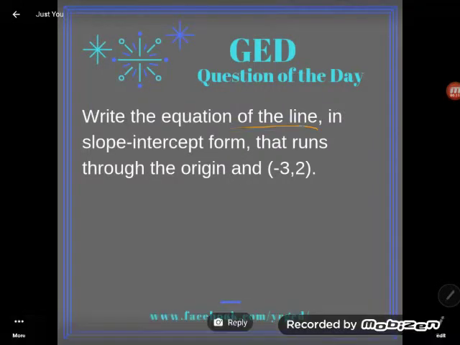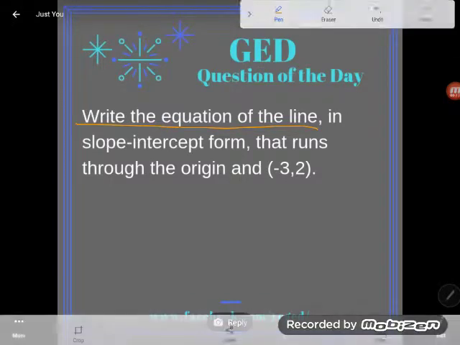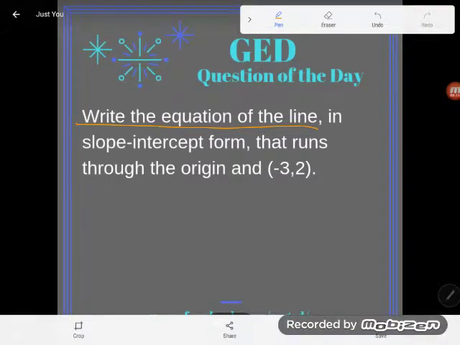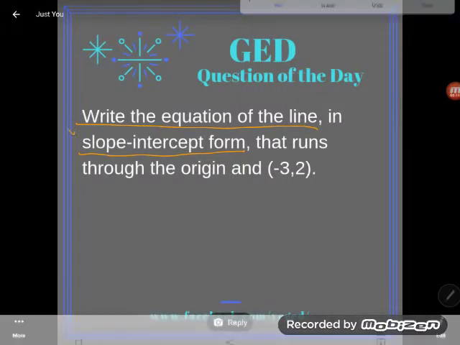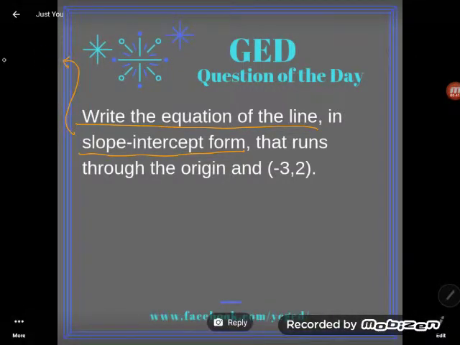The answer that they're looking for is actually an equation, not a single number, okay? Write the equation of a line in slope-intercept form. And you might say that doesn't make a whole lot of sense to me, but I'll remind you that there is a formula for this on the formula sheet. The equation of a line in slope-intercept form is y equals mx plus b.